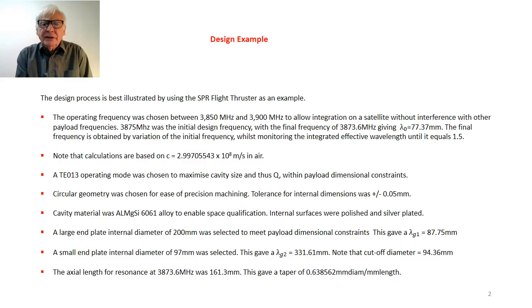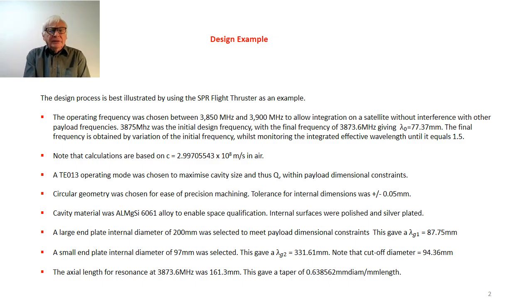It's worth noting that the cutoff diameter is 94.36 millimeters, so the difference between the internal diameter of the small end plate of 97 millimeters and cutoff diameter allows quite a reasonable margin for tolerances, and particularly for the large temperature range over which the thruster is operated.